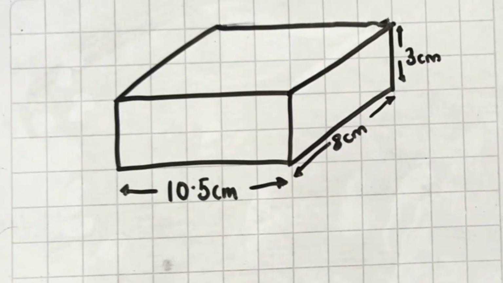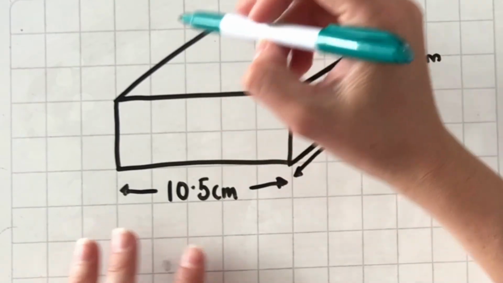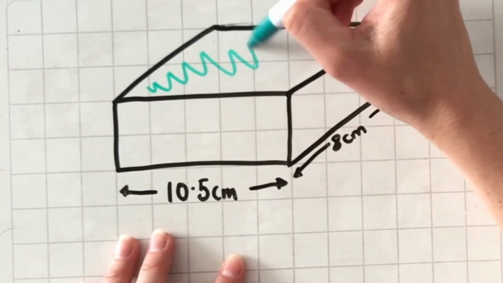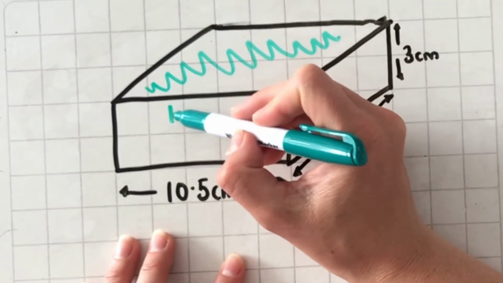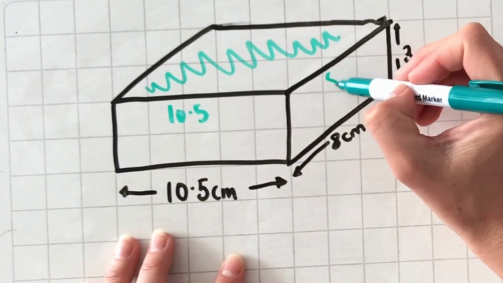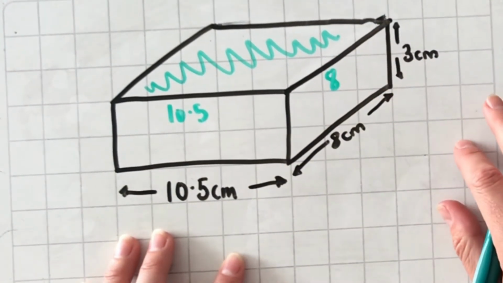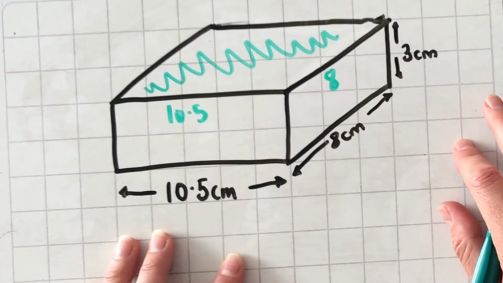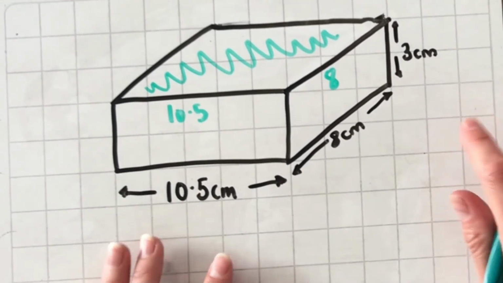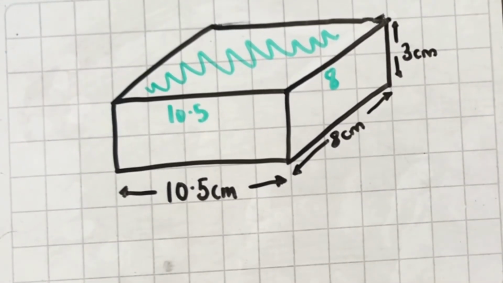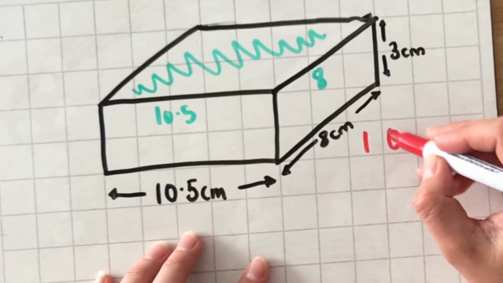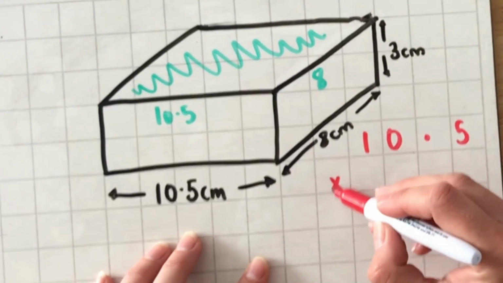Question number 44, we've got a cuboid, okay, we've got the 3 measurements for the cuboid. It says, what is the area of the largest face? Okay, so this is going to be your largest face. So it measures 10.5 by 8. Okay, so to work out the area, you have to do 10.5 times 8. Okay, so you're going to use your formal method, multiplying decimals. So 10.5 multiplied by 8.